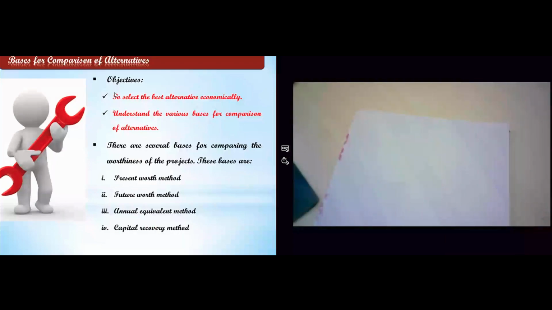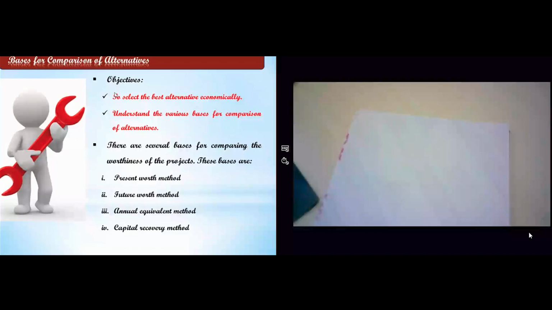Capital recovery is how fast you are going to recover the capital which you have invested. Okay, so that is the capital recovery method. Again, we will be using A/P, A/F, or A = A1 + G × (A/G, i, n). So all those formulas are used to calculate the capital recovery.